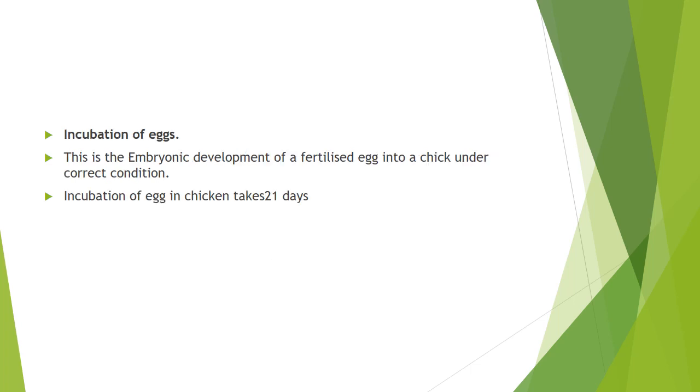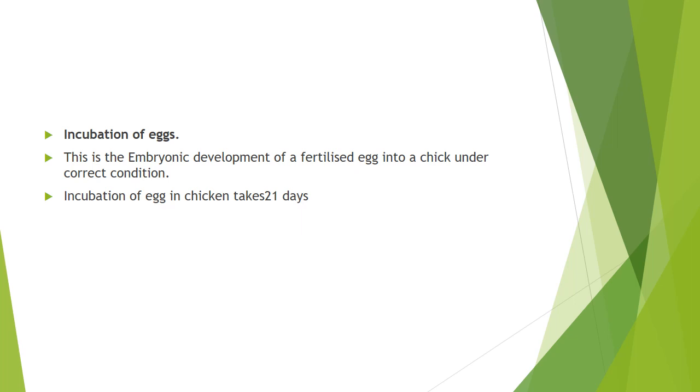Now, after knowing this, we need to understand how a chick develops. How does an embryo develop? It develops through the process known as incubation. So what is incubation? Incubation is the embryonic development of a fertilized egg into a chick under correct conditions.